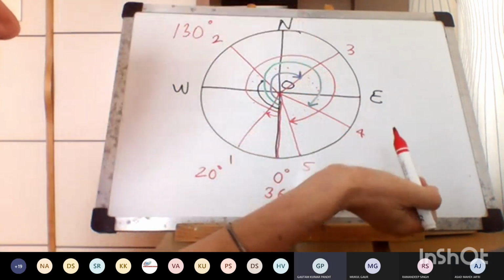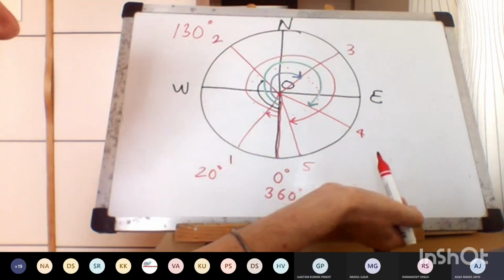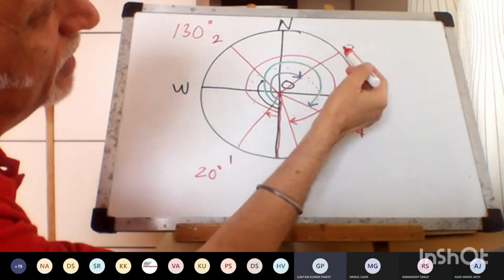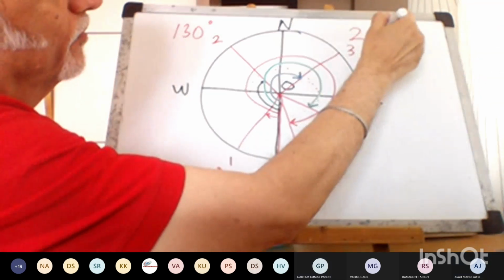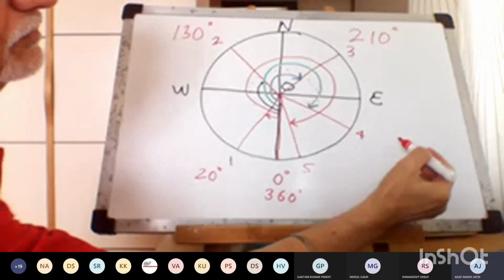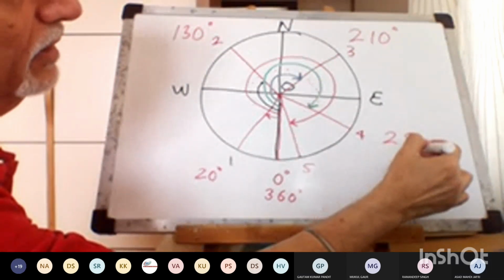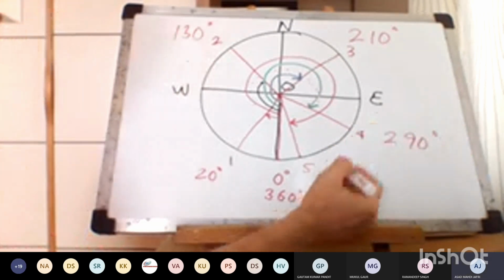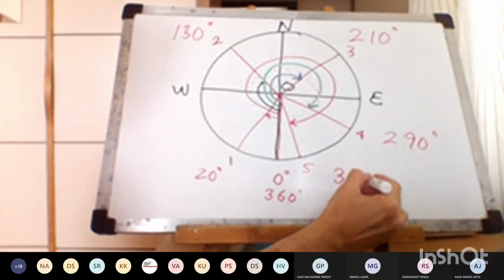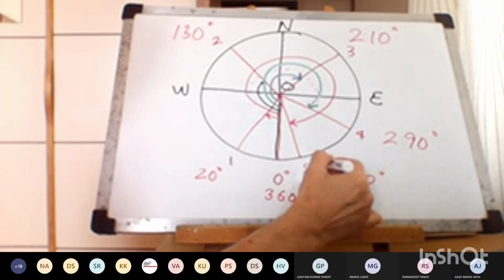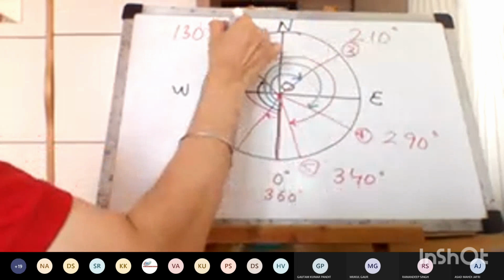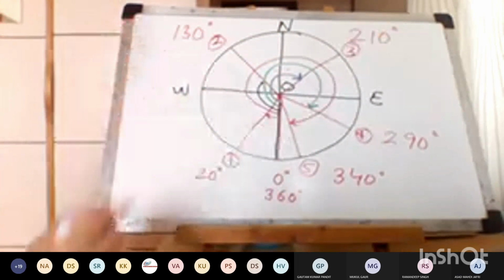Position number 3, what will be the LHA? Sir, 210. 180 plus 30, yes, 210. Position number 4, 290. 290 degrees. And position number 5, 340. 340 degrees. Very good answers.